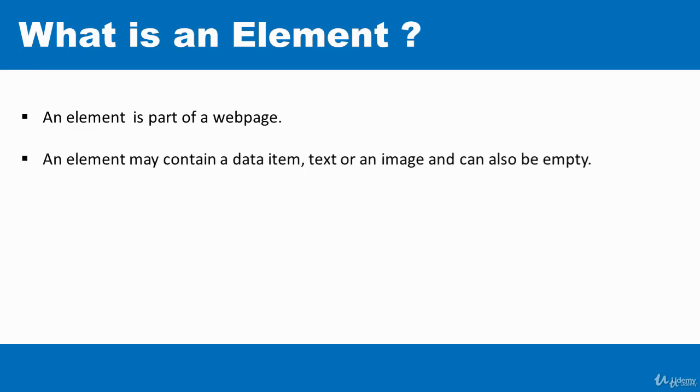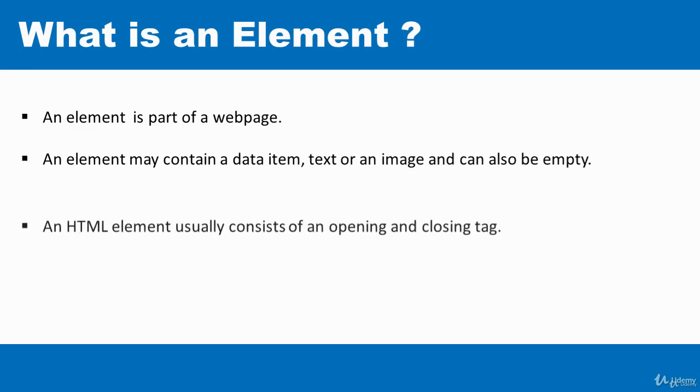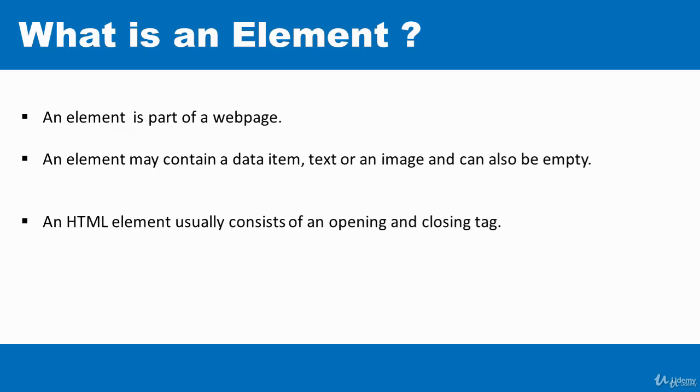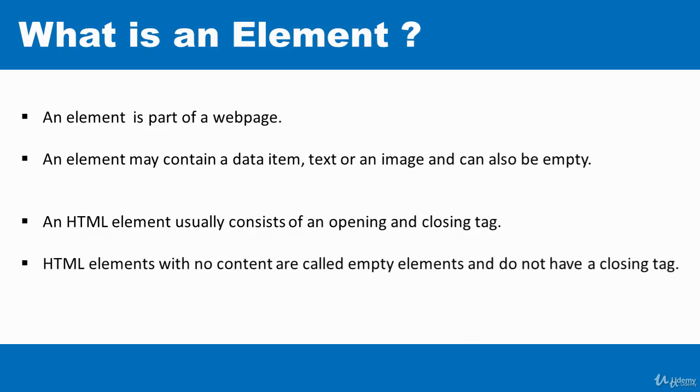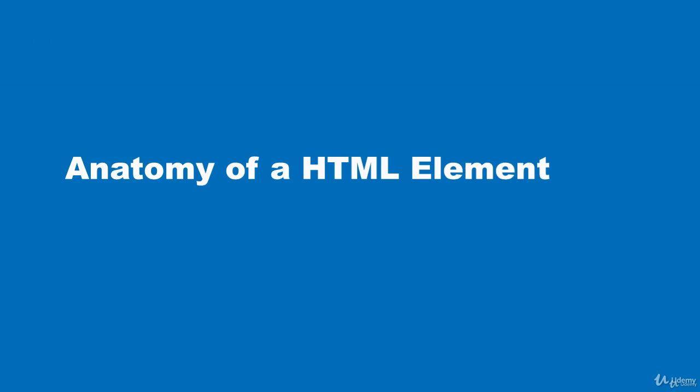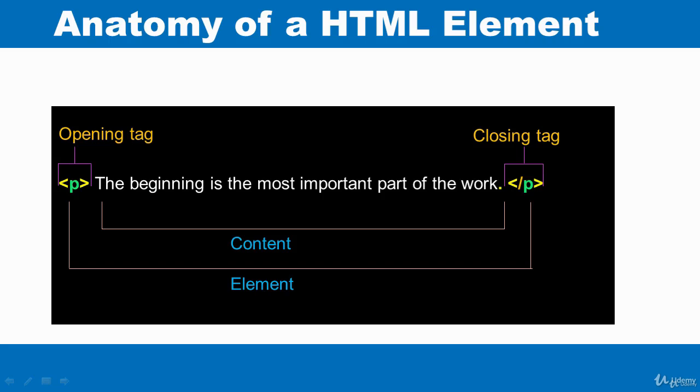An element usually consists of an opening and closing tag. An element with no content is referred to as an empty element and does not have a closing tag. Let's take a look at a basic illustration of the anatomy of an HTML element. So this is a basic illustration of an HTML element with several parts.